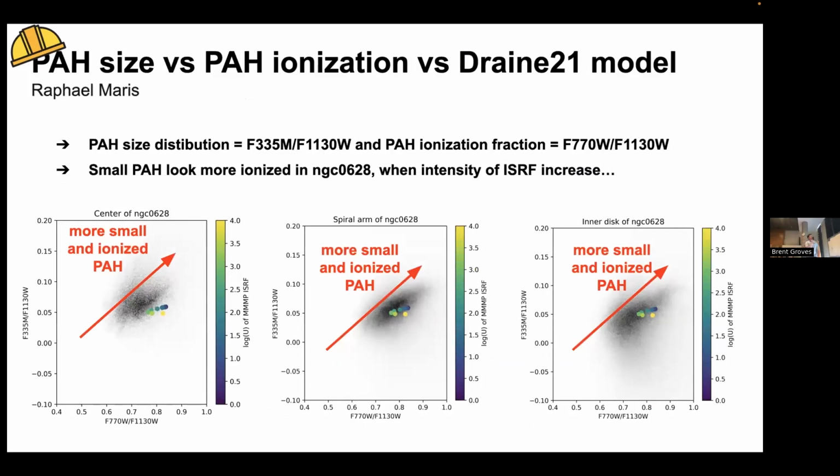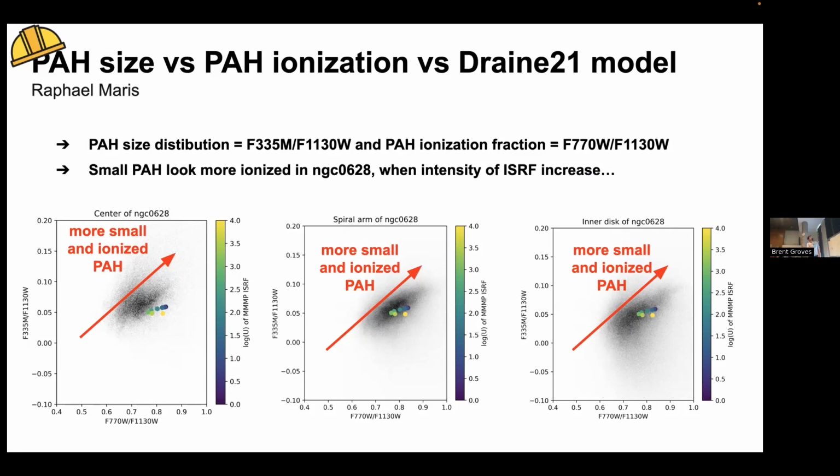Hi, yes, I was interested in PAH size distribution versus PAH ionization, and I compared with the Draine 21 models. On the y-axis, it's the size distribution of PAHs, and on the x-axis, it's the ionization of PAHs. We can see that PAHs, especially small PAHs, look more ionized in NGC 628, and also when the intensity of the ISRF increases, because we have this typical trend.